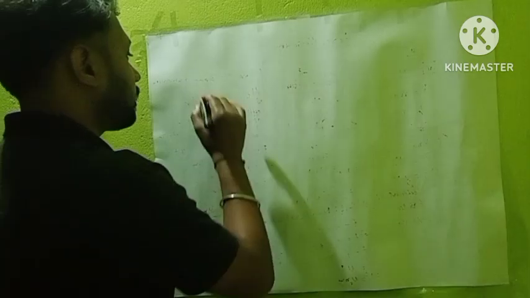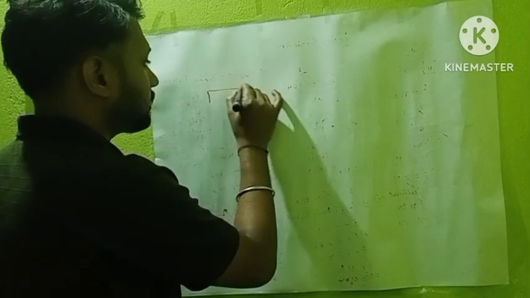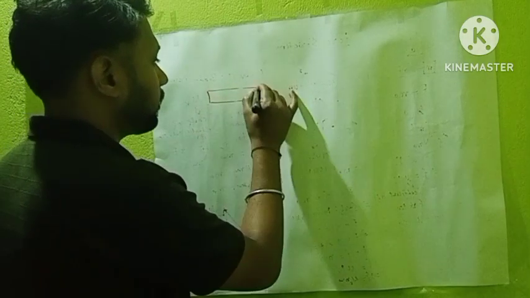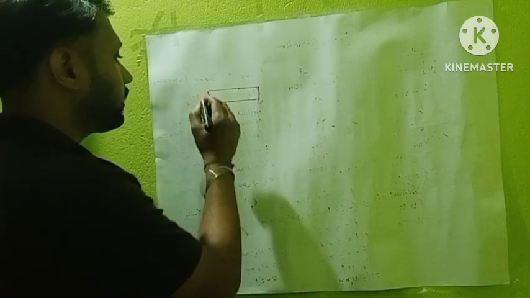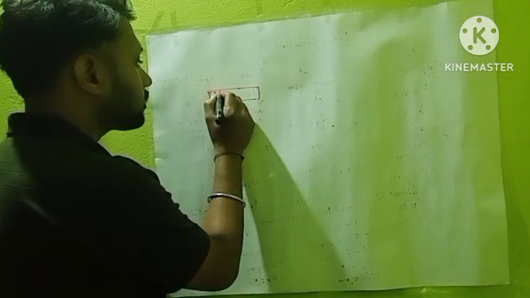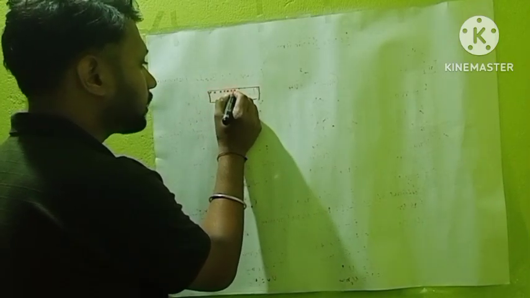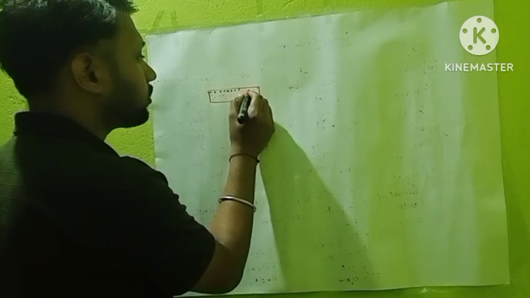Let's say this is a metal plate. Now you know, a metal plate is made up of what? Electrons. It has electrons in the upper surface, and everywhere there are electrons, right?